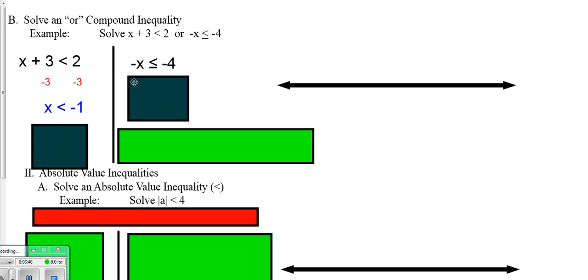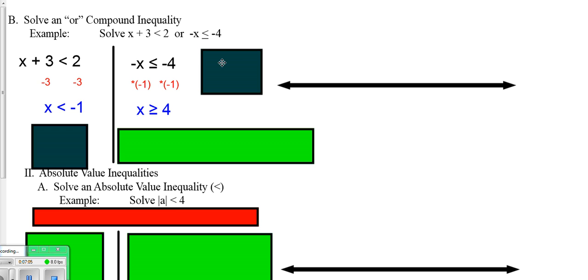For the next one over here, we have negative x is less than or equal to negative 4. To get this x to be positive, we're always solving for a positive x, multiply both sides by negative 1, or if it makes more sense to you, divide both sides by negative 1. It's going to do the same thing. It just changes the signs, and it becomes x is greater than or equal to positive 4.